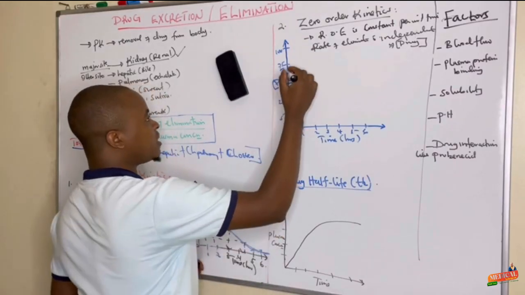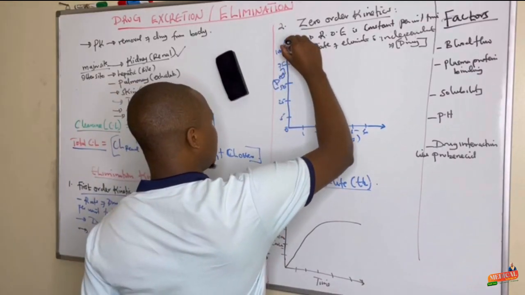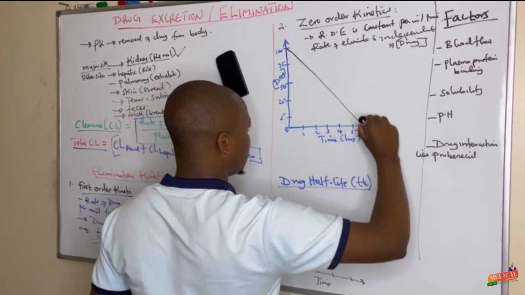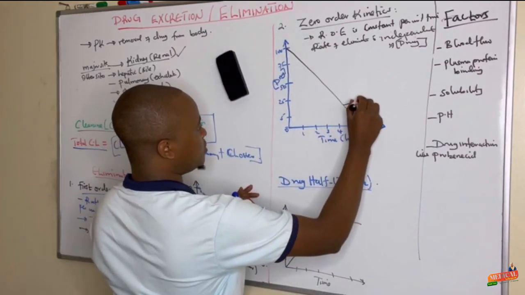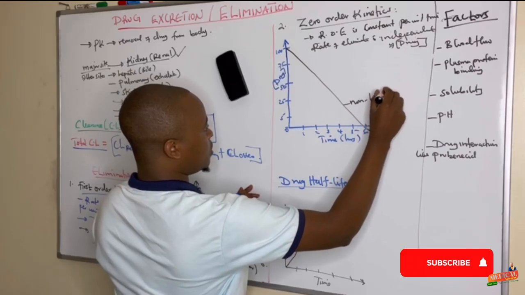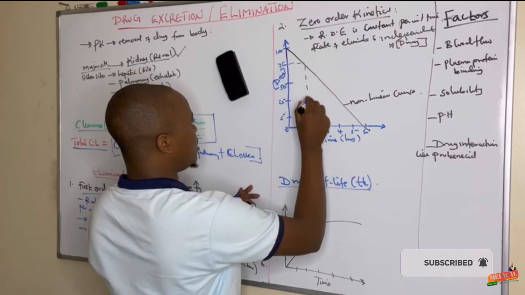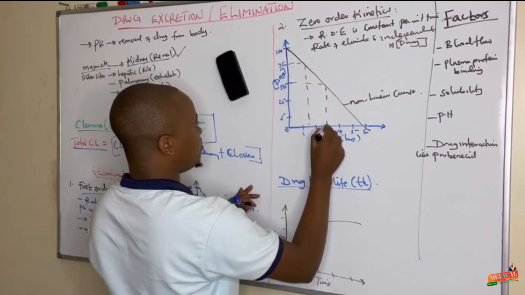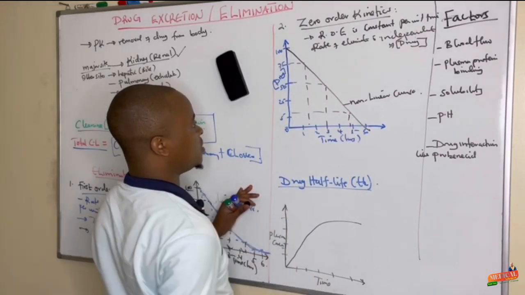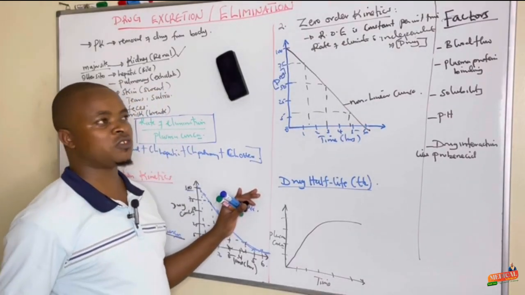So here when we plot the curve, we obtain a non-linear curve, showing that the rate of elimination is not depending on the concentration. It does not depend on the concentration.